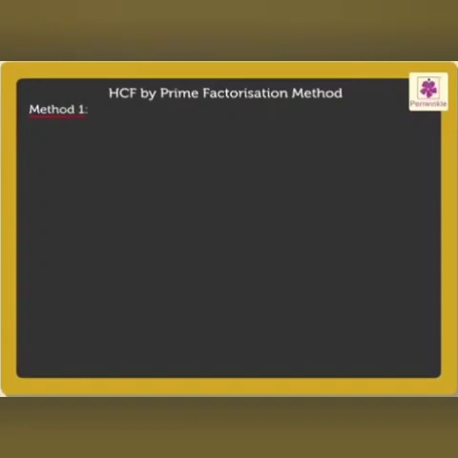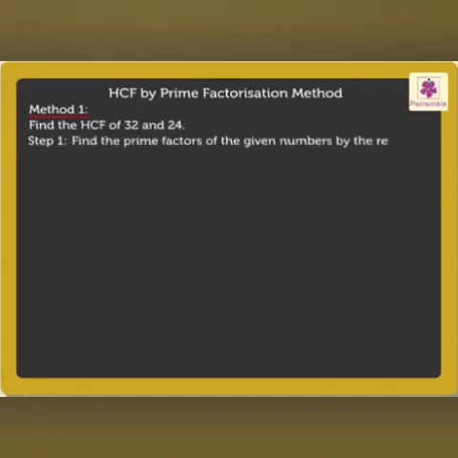Method 1. Find the HCF of 32 and 24. Step 1. Find the prime factors of the given numbers by the repeated division method. First, find the prime factors of 32.